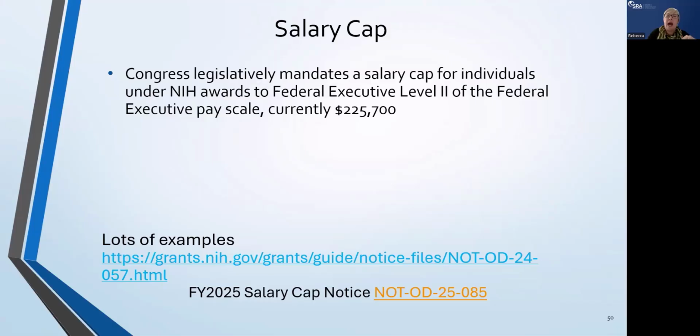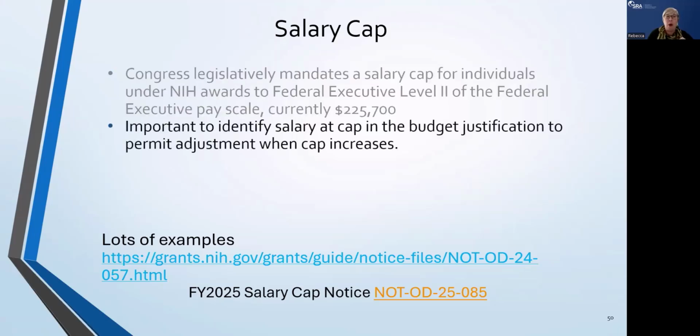And what this affects is how much NIH will award you, not how much you can pay. So if the salary cap goes up over time, you can pay more. So it's really, really important to identify the salary at the cap in the budget justification, because if you've noted that you've only asked for the 225,700, and it goes up almost every year, and you submitted the application in July, and the next year the salary cap goes up, if you have noted that this is at the cap, the specialist will call you, verify the current salary, and award you more.